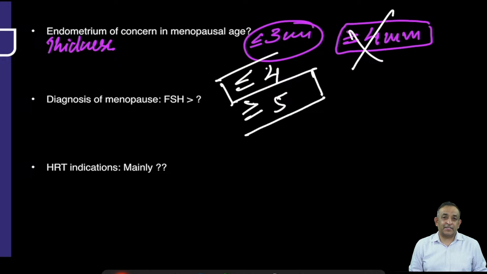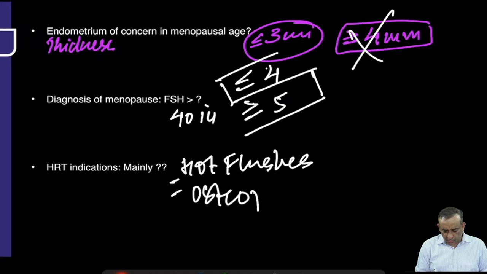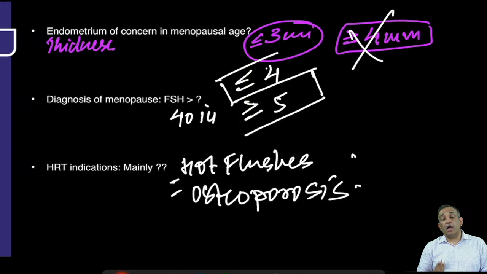Chalo. Diagnosis of menopause is FSH more than 40 international units. HRT indications are mainly hot flushes and osteoporosis. These are the main indications of hormone replacement therapy. But mind you, hormone replacement therapy, especially by estrogens, is not given before 1 year after menopause has set in. Only after 1 year of menopause should you give it. All right?